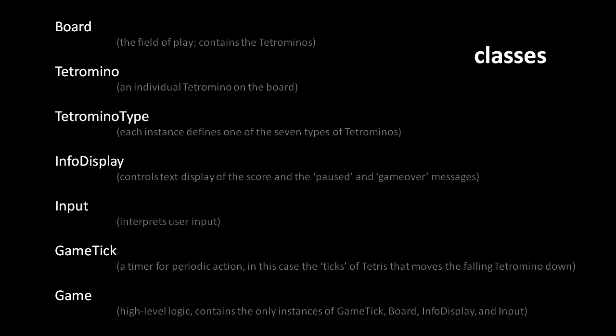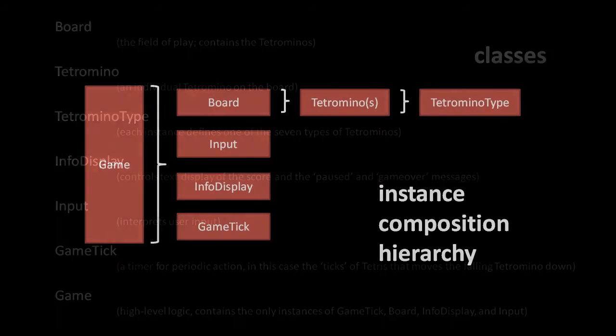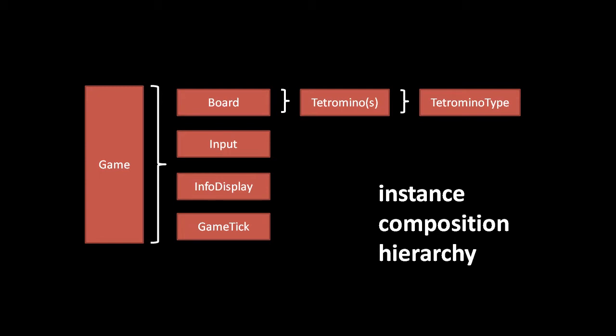None of the classes inherit from any other, but their composition relationships still form a dependency hierarchy. The game instance contains the board, input, info display, and GameTick instances, and the board instance maintains a list of the Tetraminos on the board, all of which in turn reference a Tetraminotype instance. Just be clear that the composition relationships of a program don't always form a neat hierarchy, they just happen to in this program.